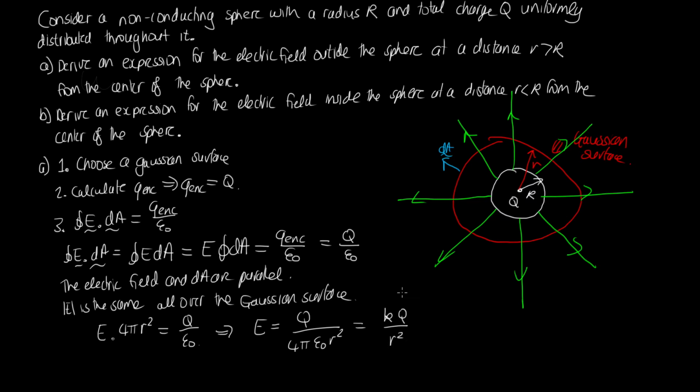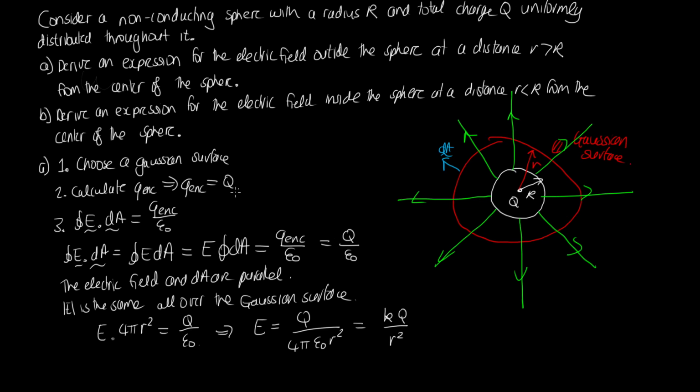Now, it's worthwhile just making sure that this makes sense given what we've learned previously. As the radius gets really, really big, we're getting a long way from a sphere of charge. So that sphere of charge starts looking like a point charge, and we know that this is the expression for the electric field from a point charge. So it does make sense.